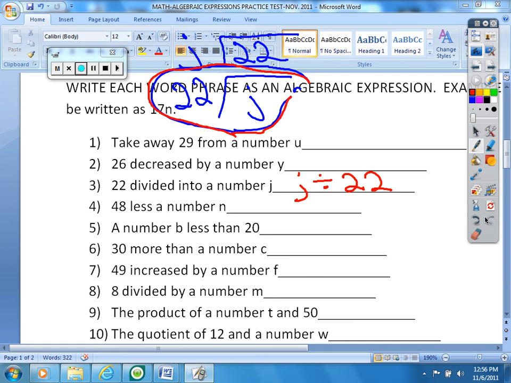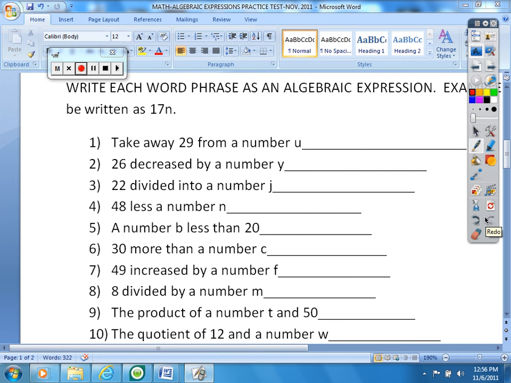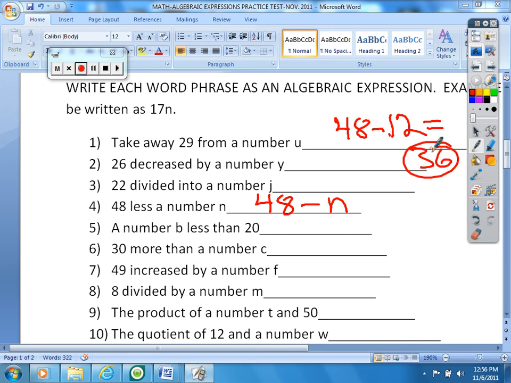All right, I'll do a couple more of these, and then I want to get on to the new study guide for this week. 48 less a number n. Take 48 less some value n. If I said, well, n is 12, well, does this make sense? 48 less 12. Yes, it does, because if I have 48 less $12 I owe someone, I've got $36, so it makes sense.